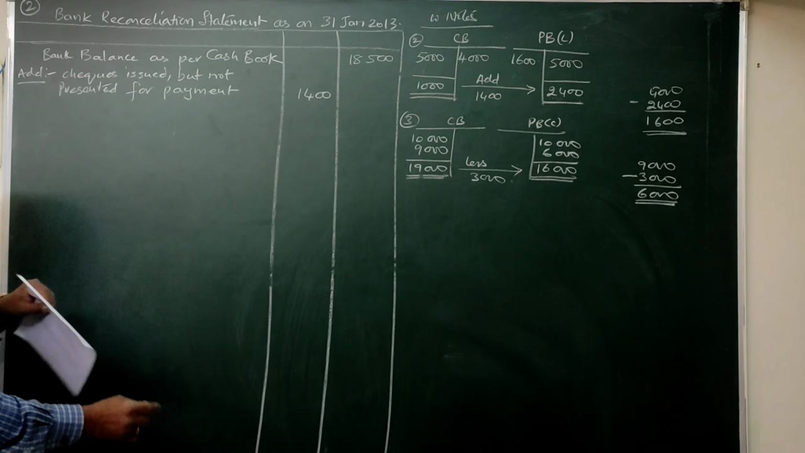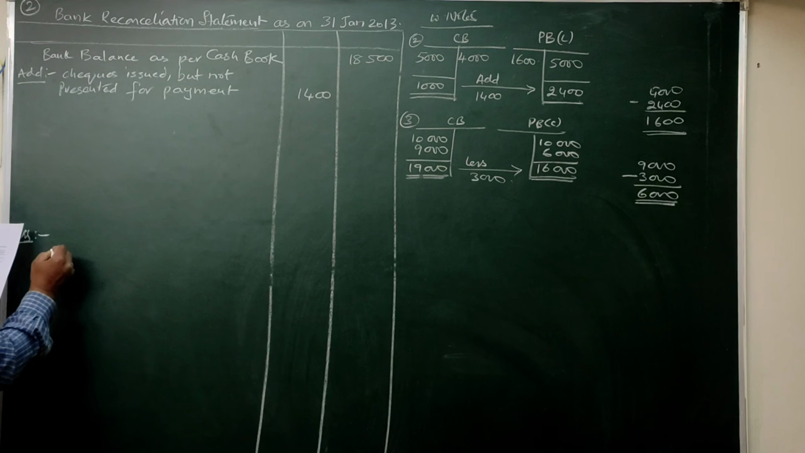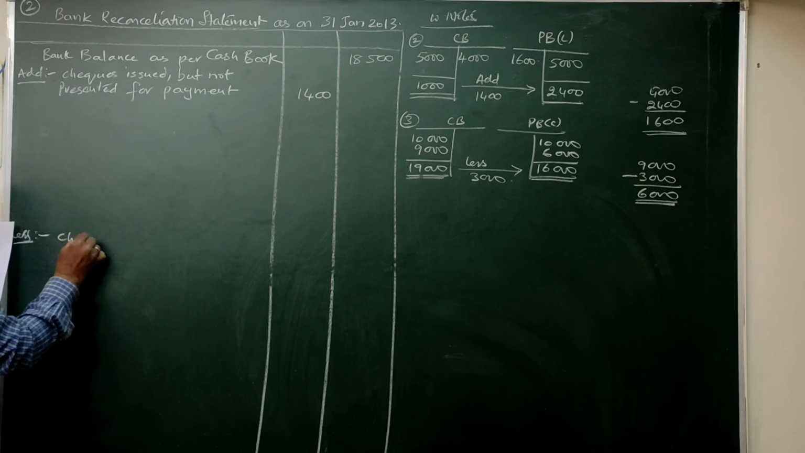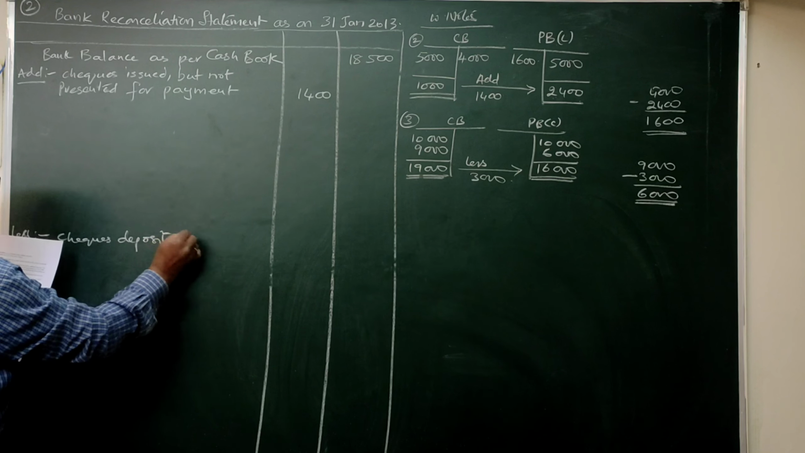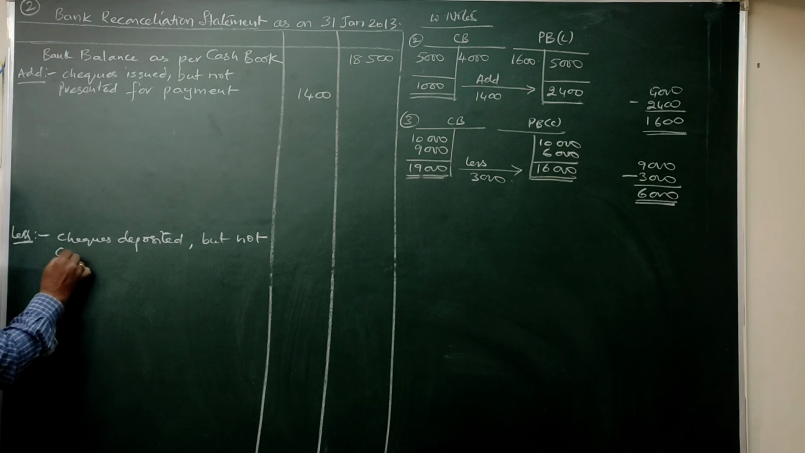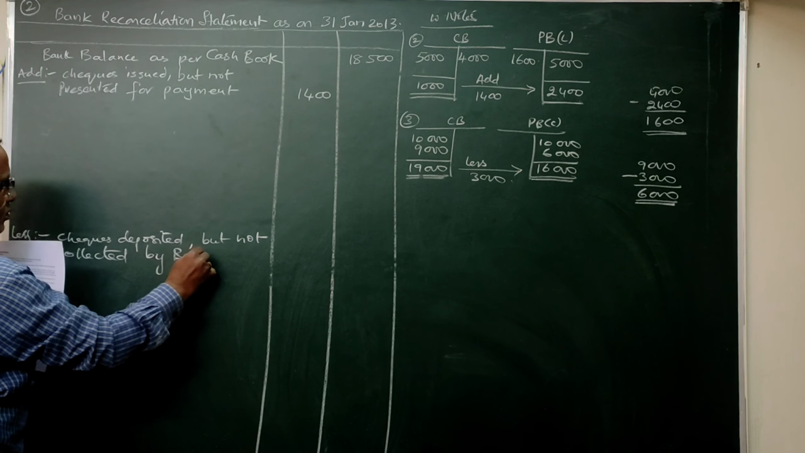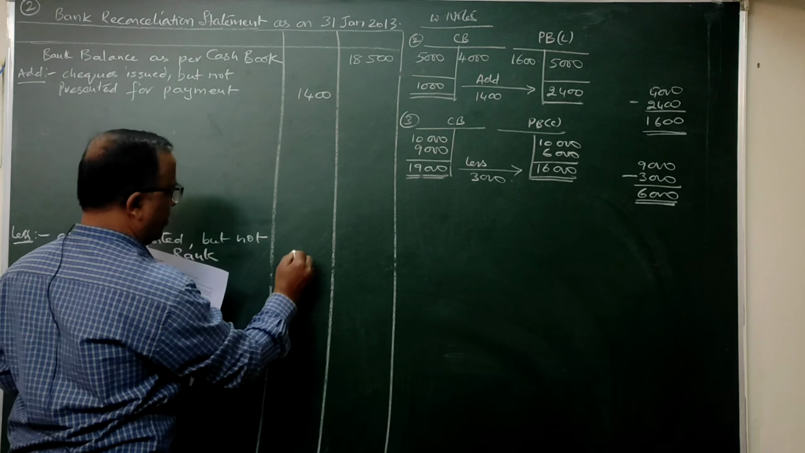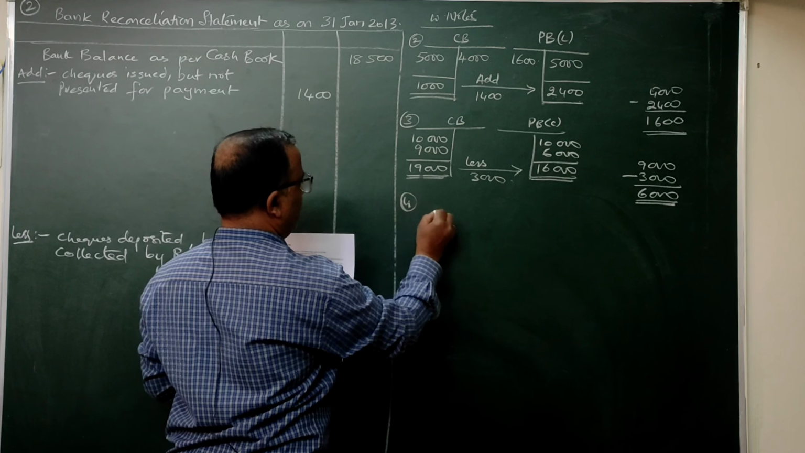So below less, you are going to write below less items: checks deposited but not collected by bank, 3,000. Now next, the fourth one.